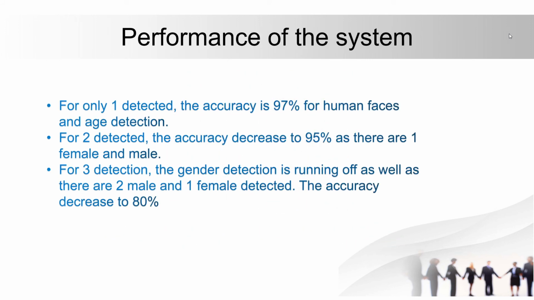Performance of the system. For only 1 detected, the accuracy is up to 97% for the human face and age detection, while for 2 detected, the accuracy decreases to 95%, as there are 1 female and 1 male. For 3 detections, gender detection is off as well, as 2 males and 1 female were detected. The accuracy decreased to 80%.